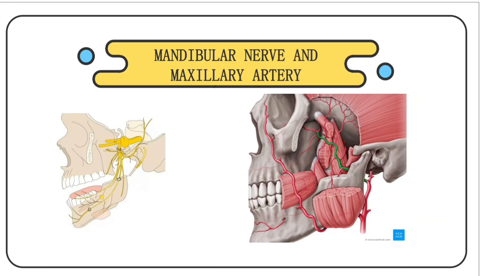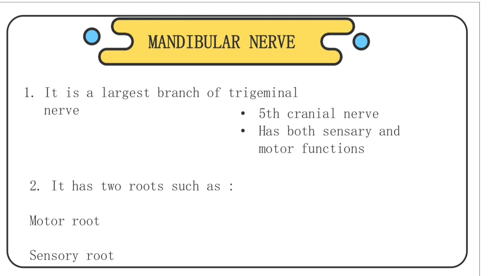Today's topic is the mandibular nerve and the maxillary artery. The mandibular nerve is one of the divisions of the trigeminal nerve, whereas the maxillary artery is indicated by this green color. We are going to discuss two topics in this video: one is the mandibular nerve and the second is the maxillary artery. First, we will see about the mandibular nerve.